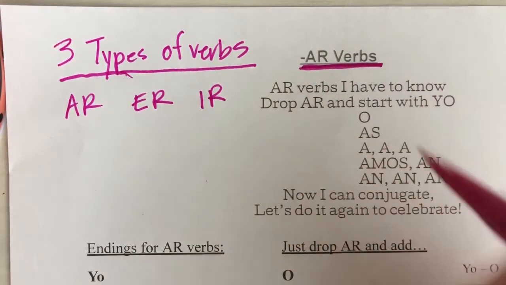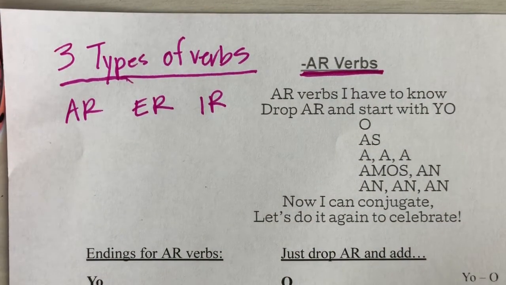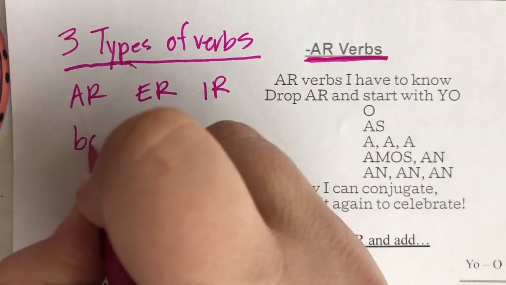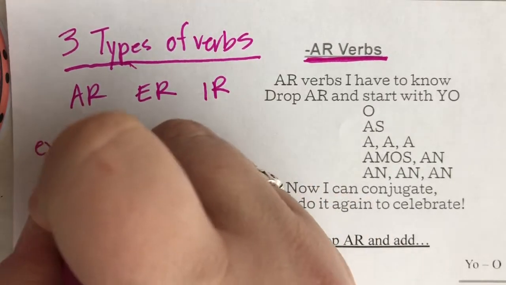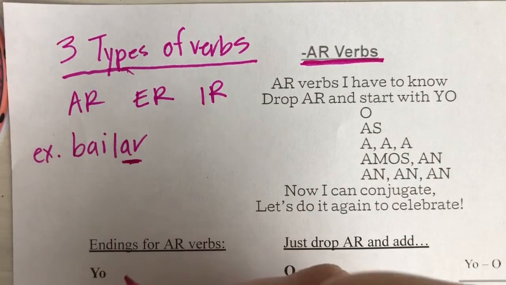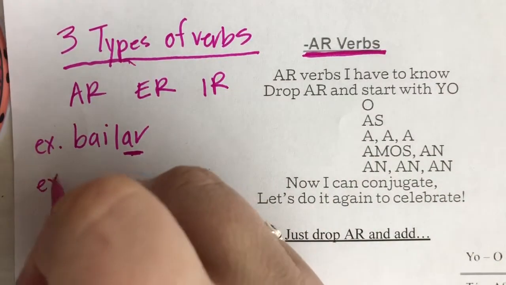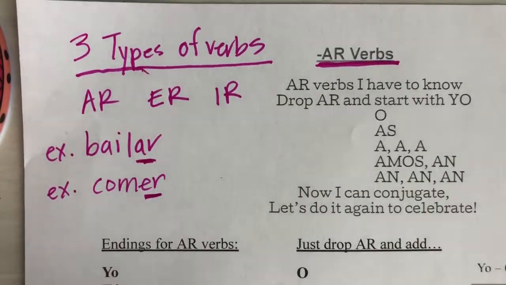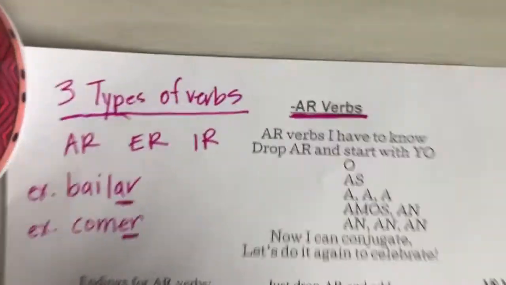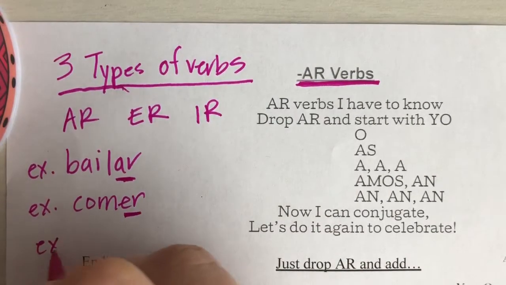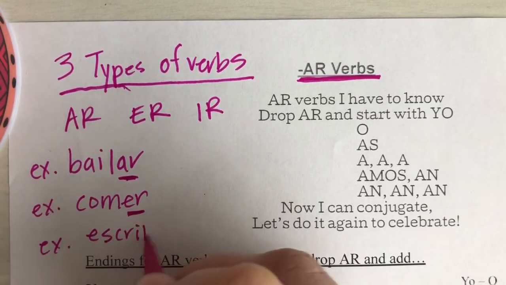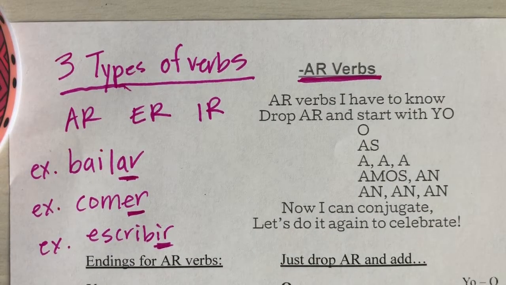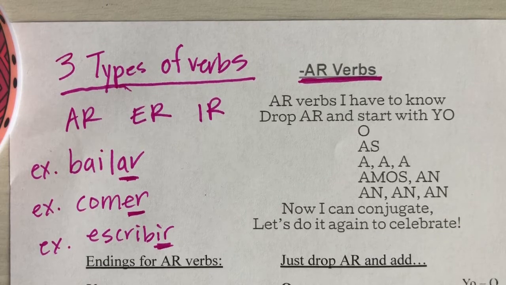Now, how do you know what type of verb is which? How do you know if it's AR? How do you know if it's ER? How do you know if it's IR? Well, that's easy. It's the last 2 letters. So for example, bailar. Okay? This is an AR verb because it ends in AR. Another example, comer, which is to eat, ends in ER, so therefore it's an ER verb. Next example, escribir, ends in IR, therefore it's an IR verb. Okay? So pretty easy to figure out what type of verb it is. You just look at the last 2 letters.